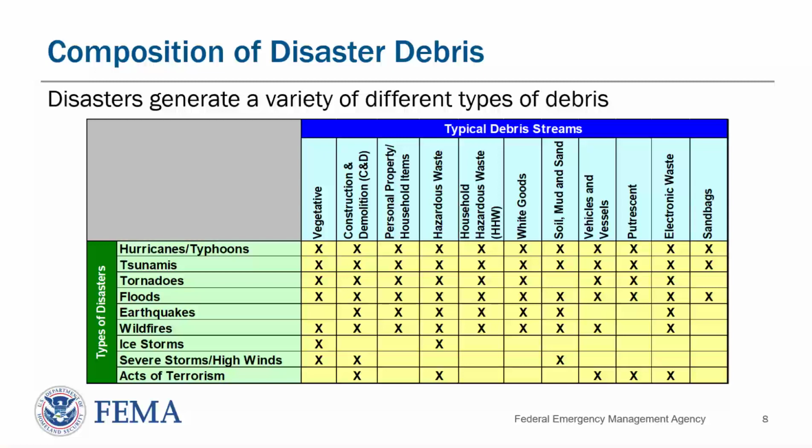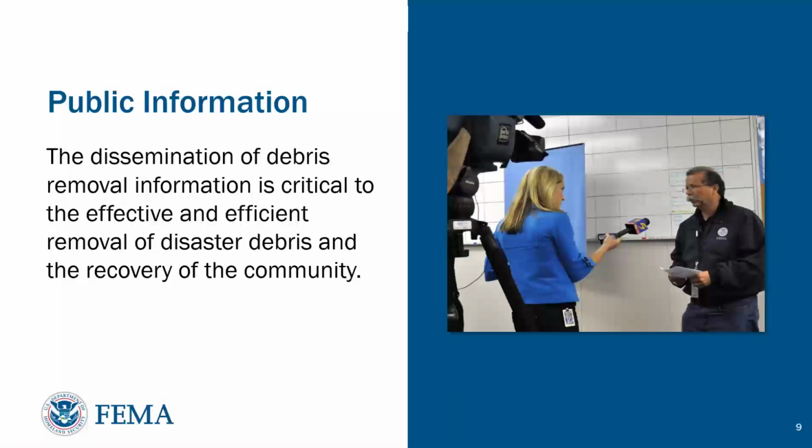So the next step in the plan that's really important is public information. The dissemination of debris removal information is critical to the effective and efficient removal of disaster debris. Local governments and large organizations should have an information strategy. It's really helpful. It really gets you towards that recovery step.